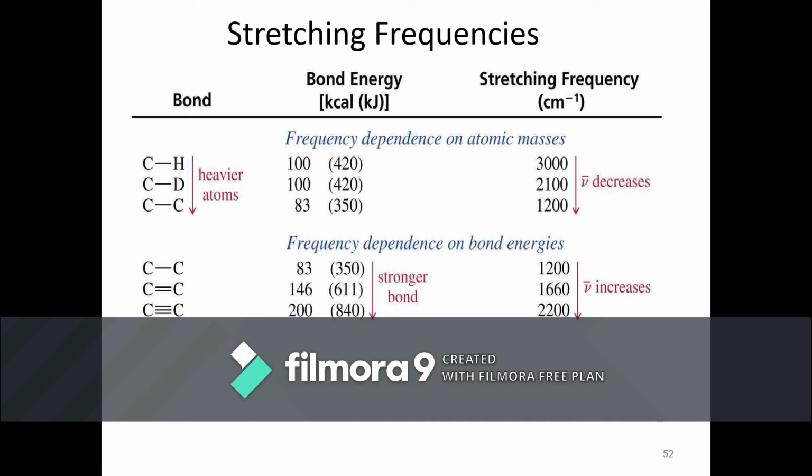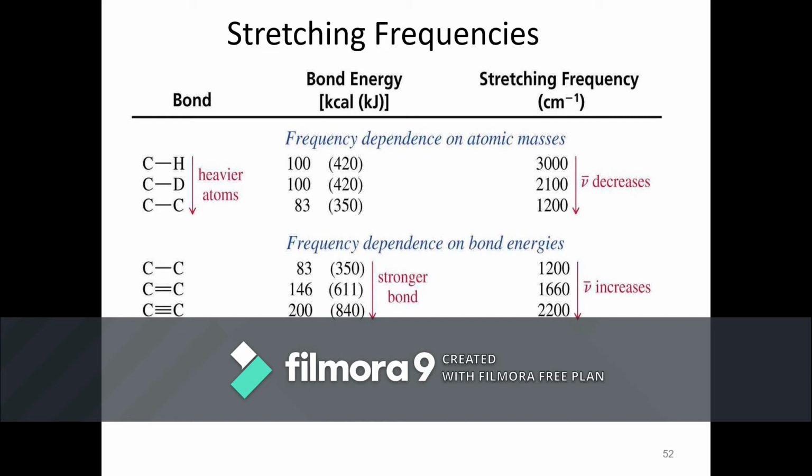Here we show the different criteria when we evaluate IR spectroscopy. As the atom gets heavier, as you can see from hydrogen to deuterium to carbon, the frequency or the bond energy decreases. This also means that the stretching frequencies, represented in centimeters to the -1, decrease.